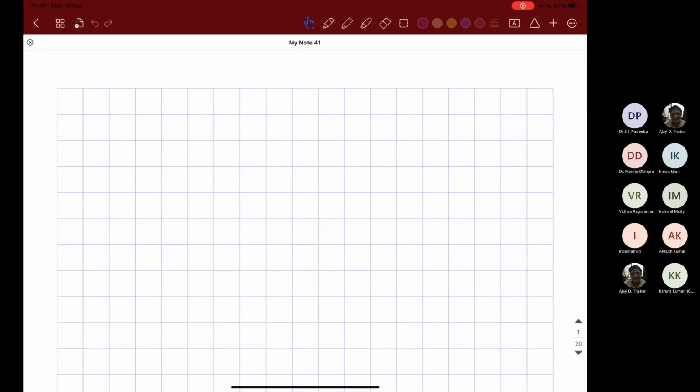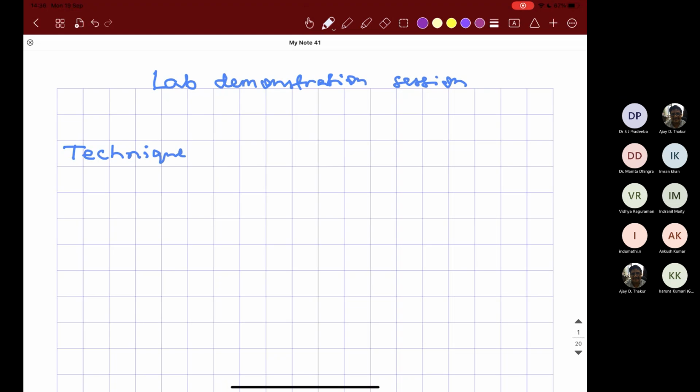So today there is going to be a lab demonstration session. And we are primarily interested today in knowing about a technique. The technique that we are going to demonstrate today is known as pulsed laser deposition.